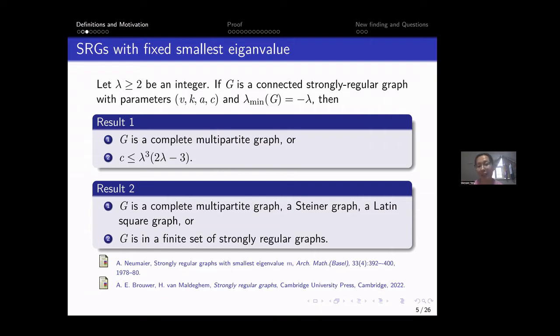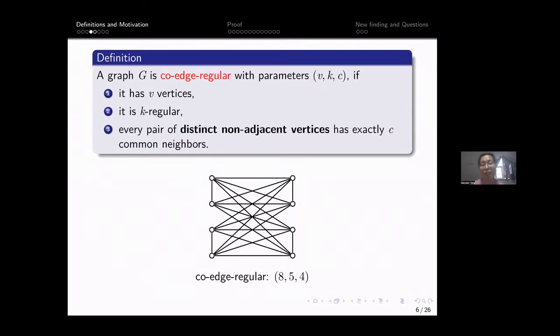From the definition of strongly regular graphs, we knew that it has very strong conditions. So we are thinking whether we can weaken the conditions of strongly regular graphs and study some new graphs. This is the first graph class that came to our mind. A graph G is co-edge regular with parameters (v, k, c) if this graph has v vertices, it is k-regular, and every pair of distinct non-adjacent vertices has exactly c common neighbors.